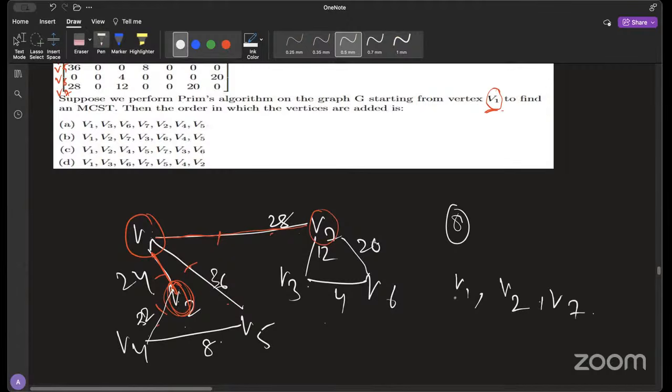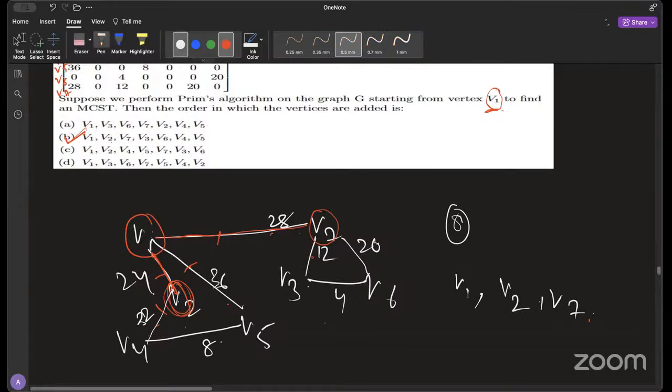And so far, there's only one option which matches this order, which is this one. V1, V2, and V7. So only this matches the order that we have found so far. So you don't have to do the entire thing. You can just take this one. But if you really want to find the entire order, then how do you take the next vertex? You have done till V7.